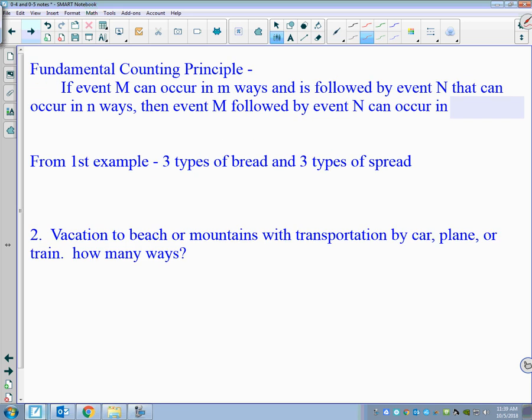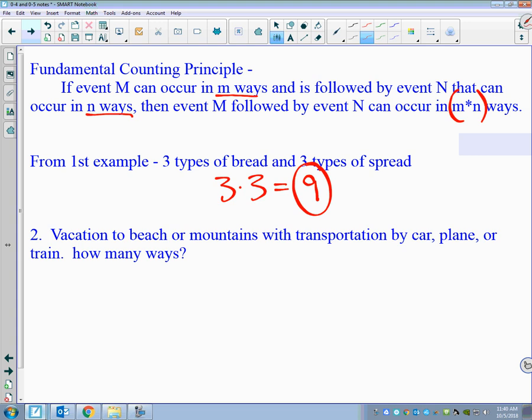So that's why, hopefully, you kind of are somewhat aware of the fundamental counting principle that says if you have 2 events, event M and event N, and if event M can occur in M ways and event N can occur in N ways, then the number of ways that it can occur is just M times N. So if we have 3 types of bread and 3 types of spread, we don't have to make a tree diagram because we can just say there are 9 total ways that can happen, right? So just using that idea, it's very easy to come up with solutions to this.